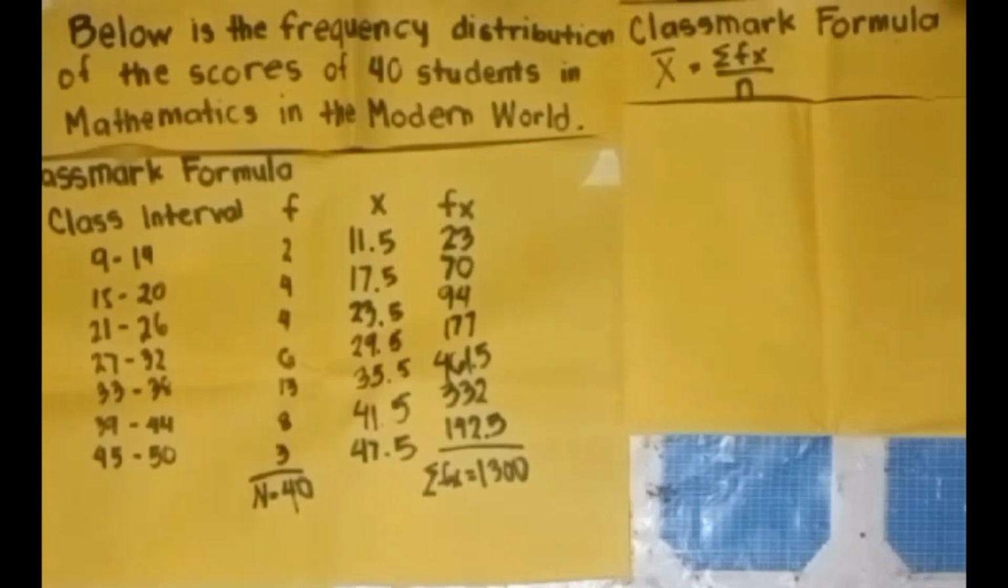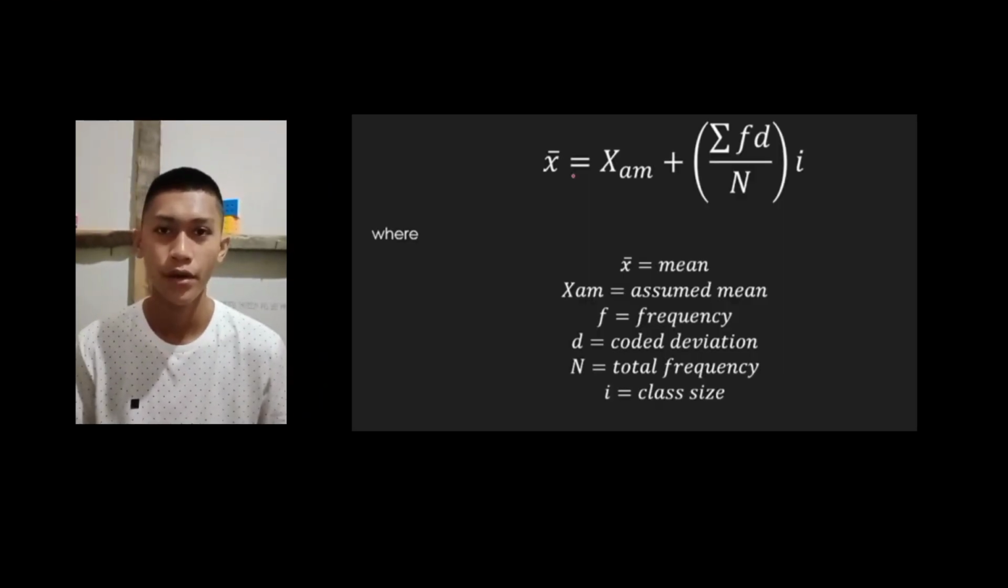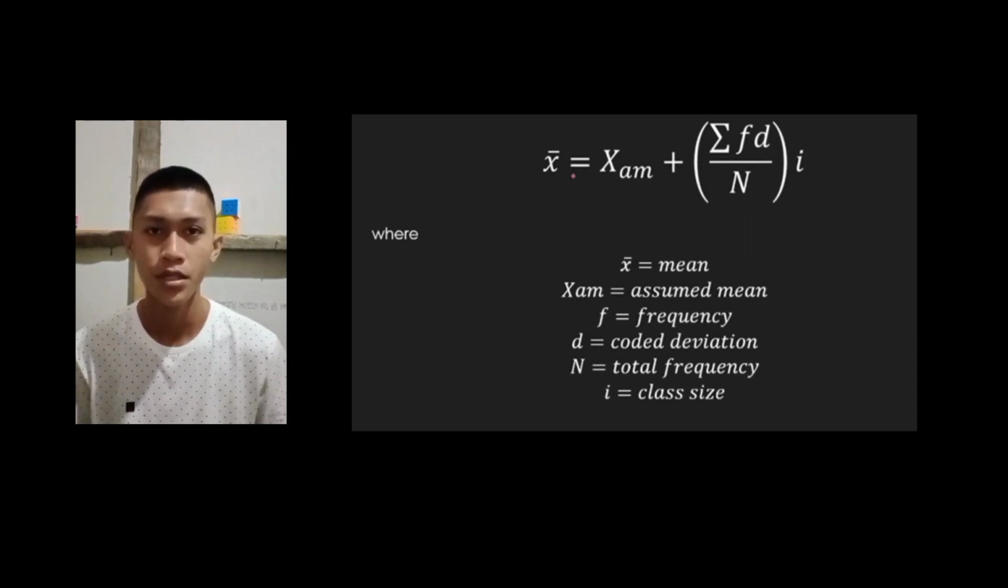And now, let's proceed and distribute the values that are given. How about finding the mean using the coded formula? Let's take a look at this short clip. For the coded formula, we have x bar equals x_am plus the summation of fd over n times i.